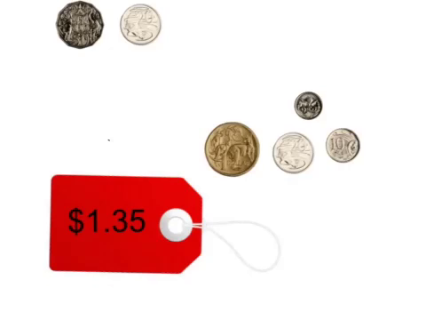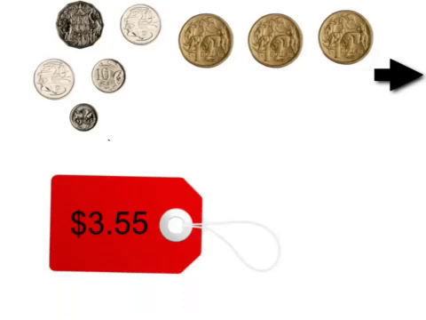Okay, let's do one more price tag before we go. This time we'll make it a little bit bigger and a little bit more difficult. So we'll be watching very carefully because I'll show you what to do. Rightio then. We have a price tag of $3.55, which is rather a large amount of money. So how are we going to pay for this?